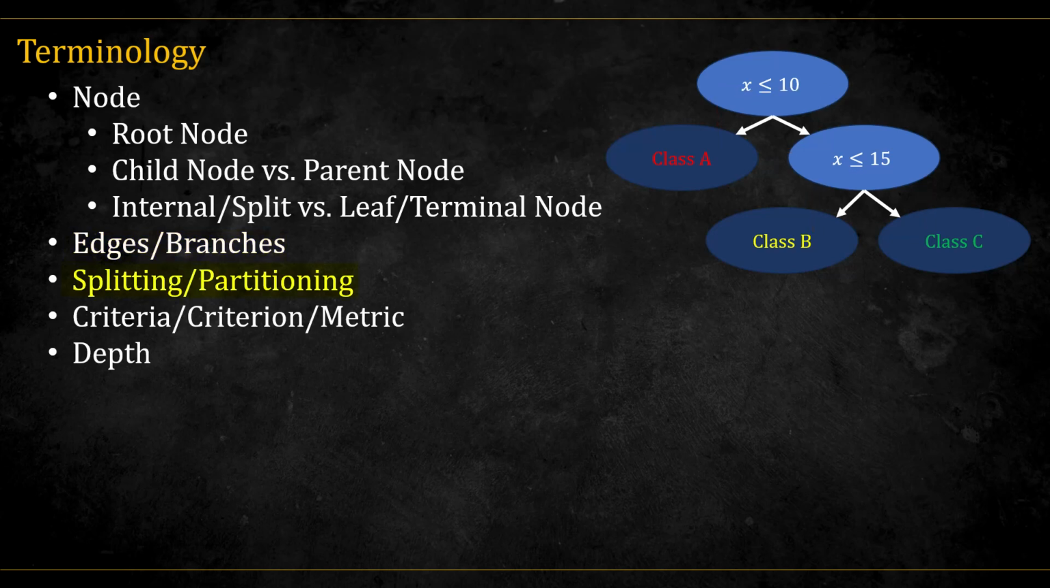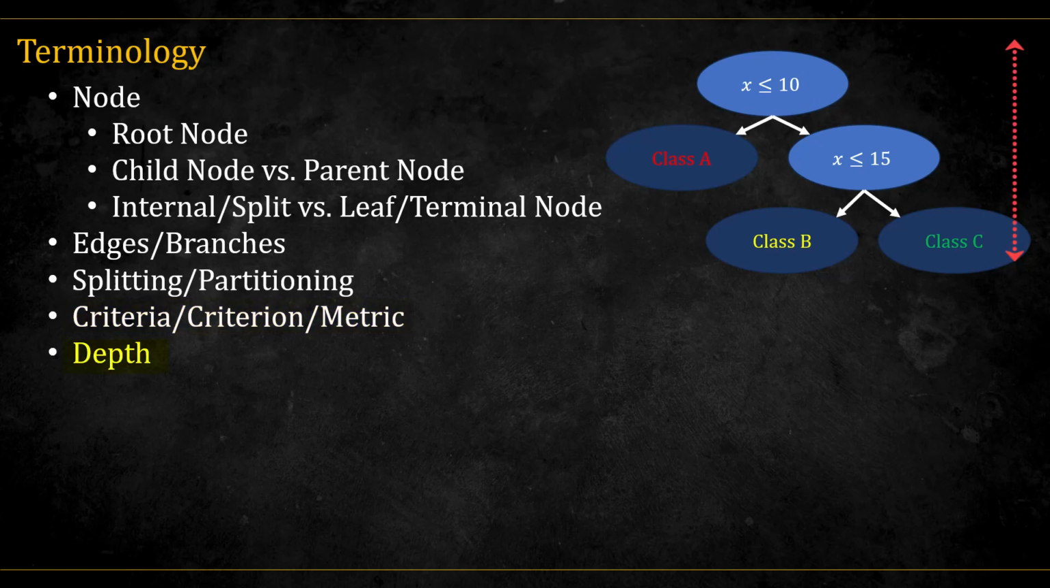Splitting or partitioning refers to both partitioning the feature space and the data that flows through the tree using some decision rule, like is x less than or equal 10. Splitting is done according to some criteria or metric. For example, here we split by x less than or equal to 10. We choose it based on some criteria. What criteria we will see later on.